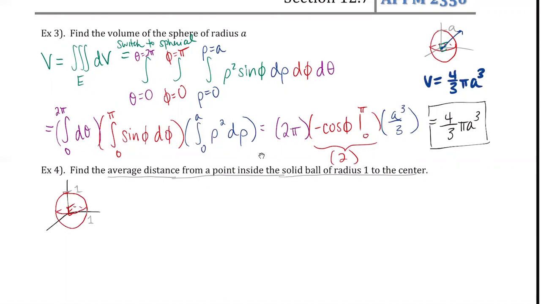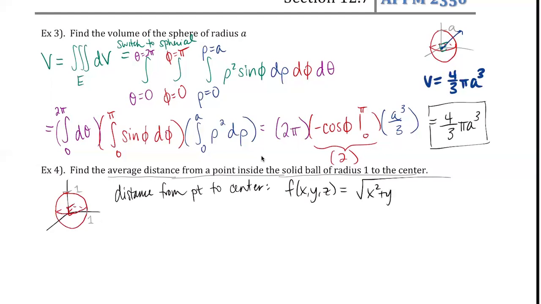Okay, so first we're trying to find an average value, and it's actually an average distance. So let's define the distance from any point to the center. It is this function, the square root of x squared plus y squared plus z squared.